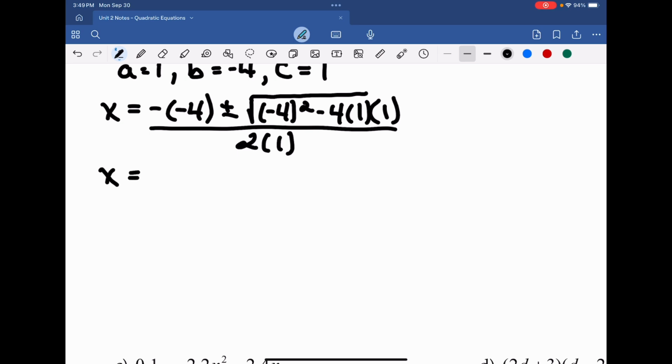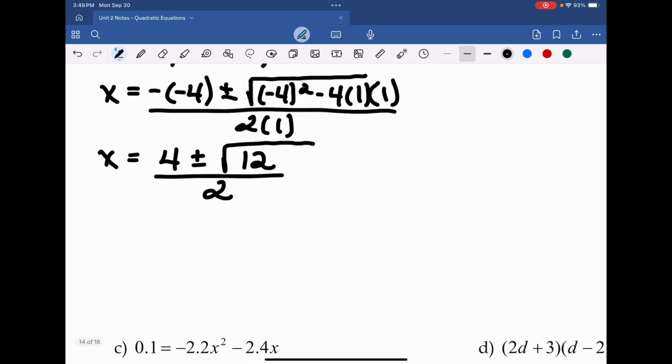Now, continuing this below, x is equal to -(-4) is 4, since a negative times a negative is a positive, plus or minus the square root of, well, (-4) squared is 16. 16 minus 4 times 1 times 1, that's just minus 4. This is going to give us 12, all over 2 times 1, which is 2.